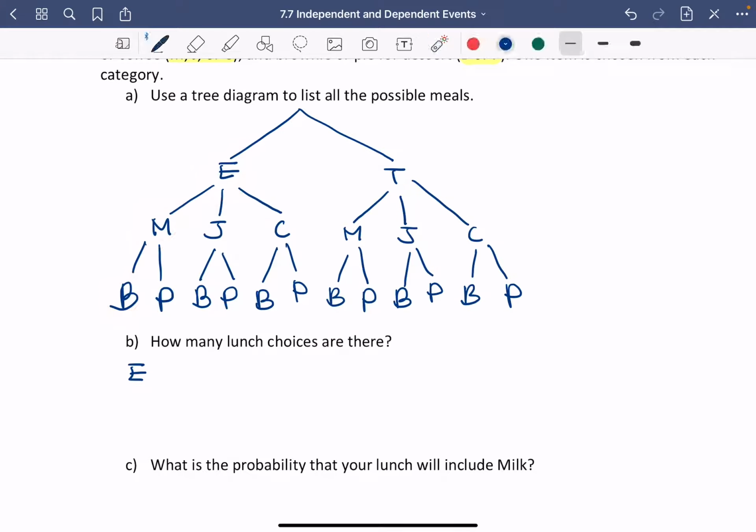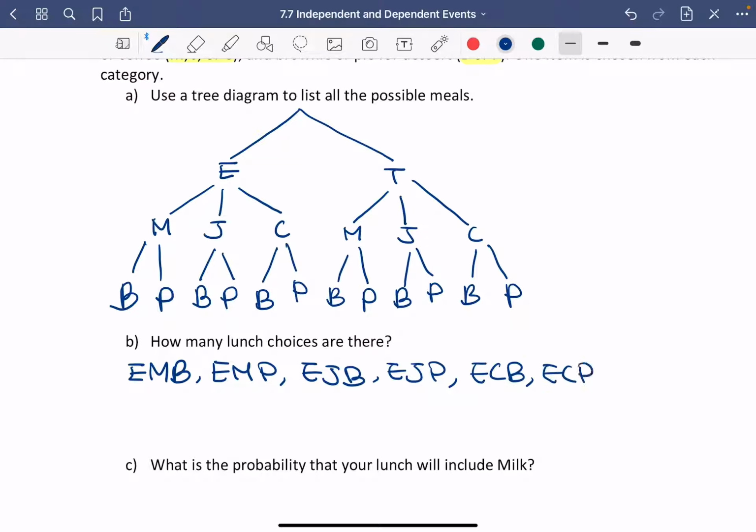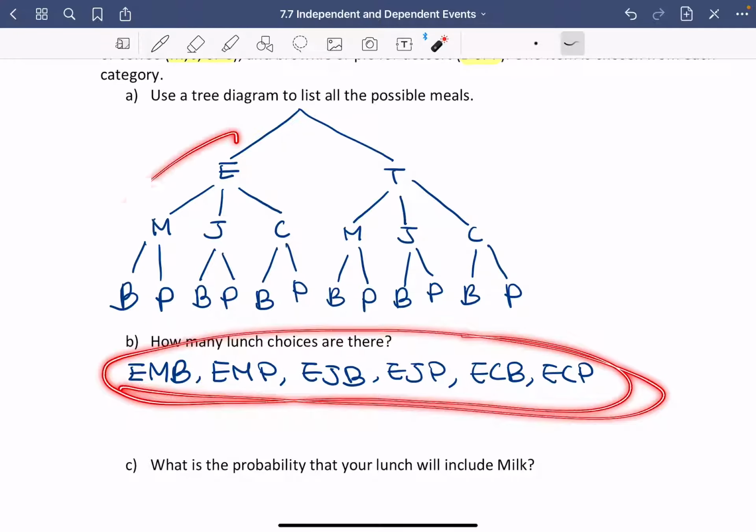Now, the second choice you can have is this branch. That's egg, milk, and pie. And then we can have egg, juice, and brownie. That's this branch. And then we can also have this branch. That's egg, juice, and pie. And then we can have egg, coffee, brownie, egg, coffee, pie. That's all the possibilities or choices for egg sandwich.